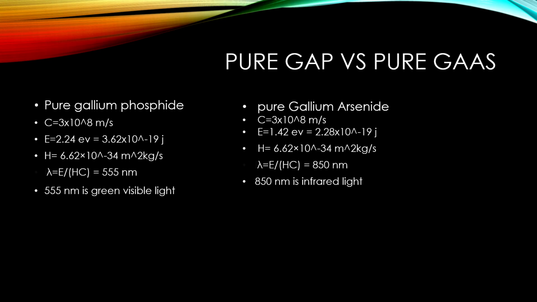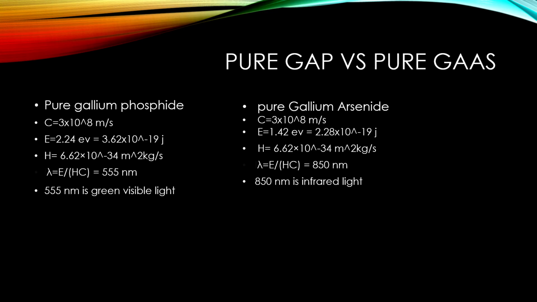Pure GaP versus pure GaAs. GaP stands for gallium phosphide. Gallium phosphide LEDs have a band gap of 2.4 electron volts. If we convert that to joules, we can plug it into our equation and find that lambda equals 555 nanometers. 555 nanometers is green visible light on the EM spectrum.